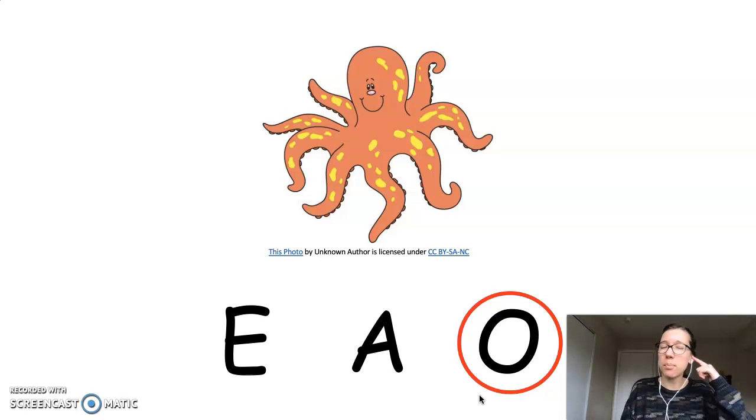If you can tell that the beginning sound in octopus is a vowel, that's a great first step. Now we need to figure out which vowel it is. We know that E says eh, A says a, and O says aw. So if we listen, we can hear that the beginning sound in octopus, aw, is made by O.